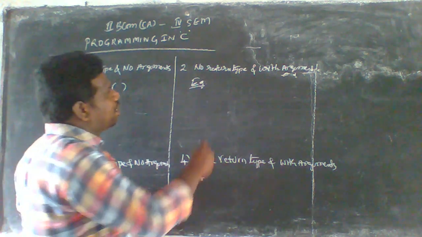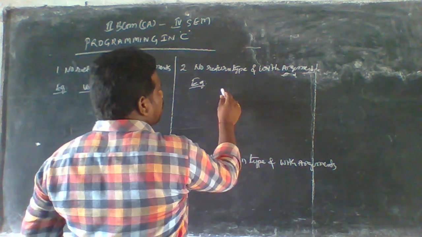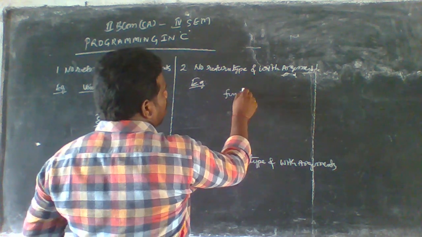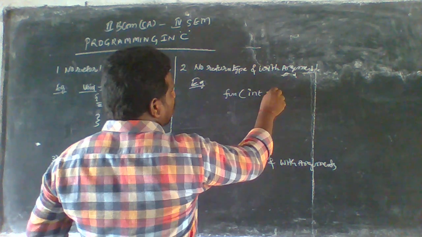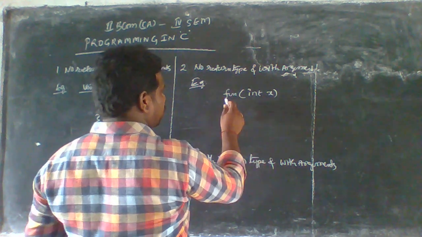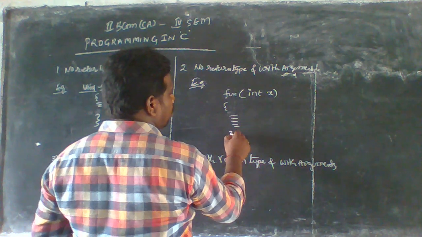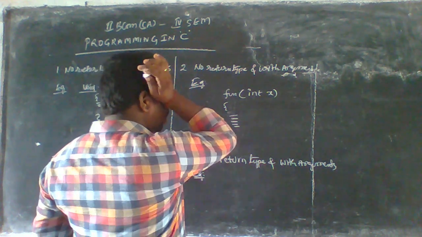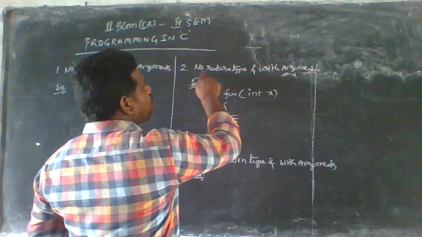And coming to this section, no return type but with arguments. No return type, that means the function one here. In this section, we have to declare some function variable here, and we have to open the curly braces and close them. So we have the return type, arguments, but no return type.